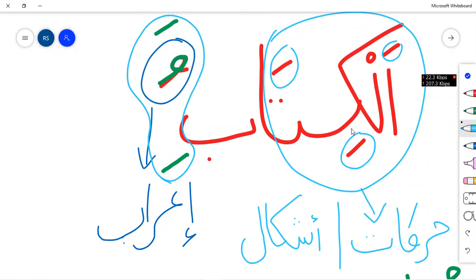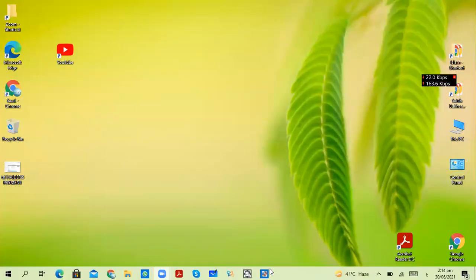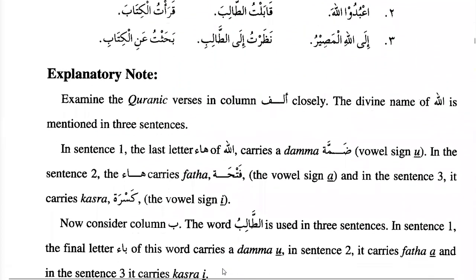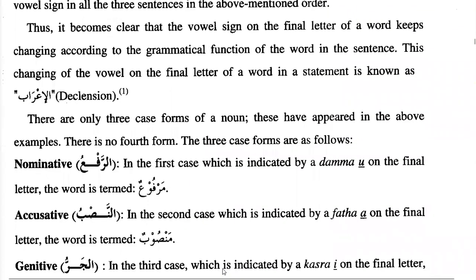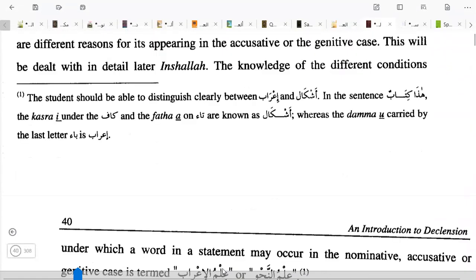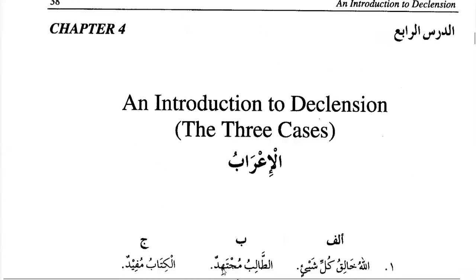This fatha, this kasra will always remain like this, but the Eraab, sometimes it will be dhamma, sometimes fatha, sometimes kasra. It changes according to the sentence. Okay, any doubt, any question? The same thing they will tell you here in detail, and I don't think there is any other point that I have missed. Yes, they will tell you the names of the Eraab also.